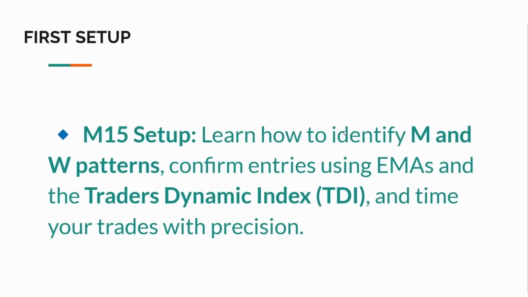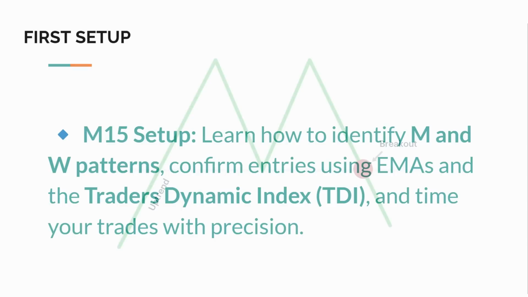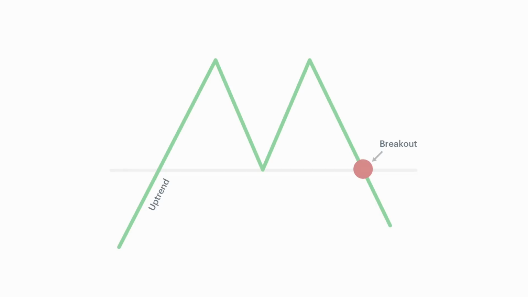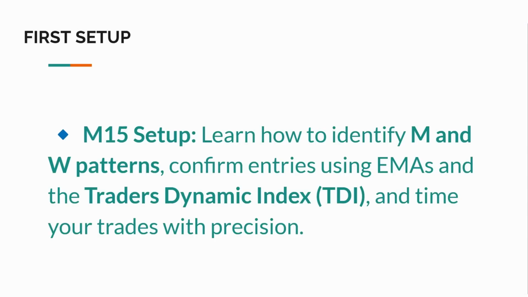The first setup is the 15-minute setup. You should learn how to identify M and W patterns. You might have all heard about M and W patterns, that is the double bottom pattern and the M pattern, where we are confirming entries using EMAs. For the confirmation of the W pattern or the M pattern, we are using EMAs for our entry, either for a long trade or for a short trade. Long trade in case of a W pattern, whereas short trade in the M pattern.